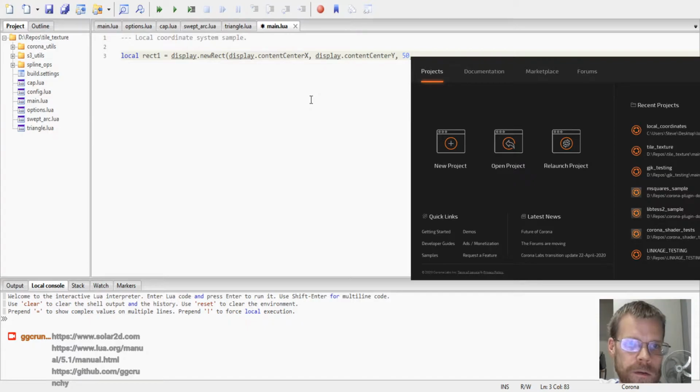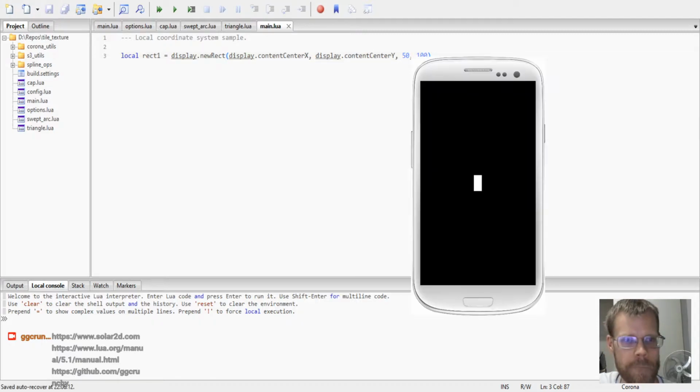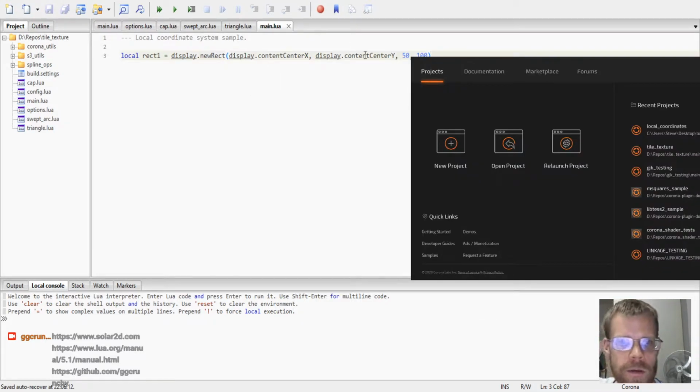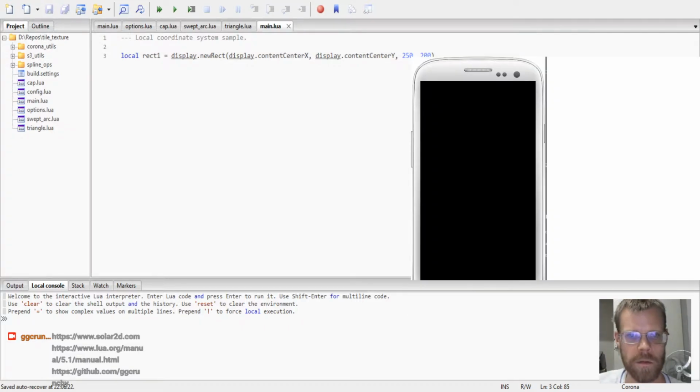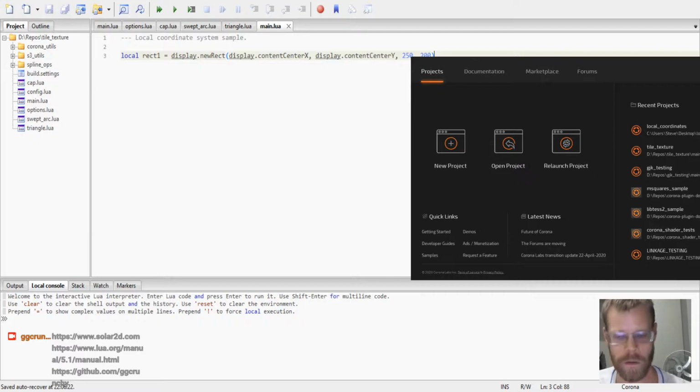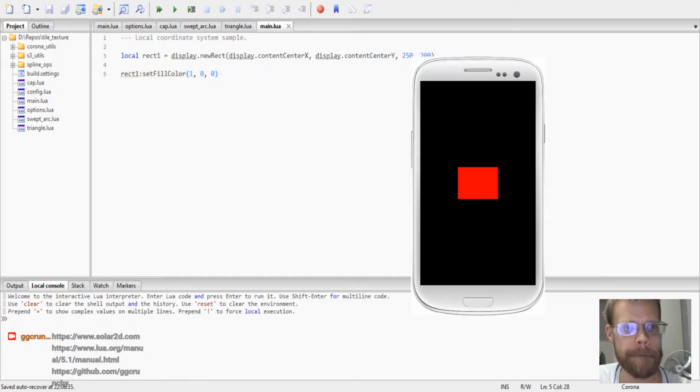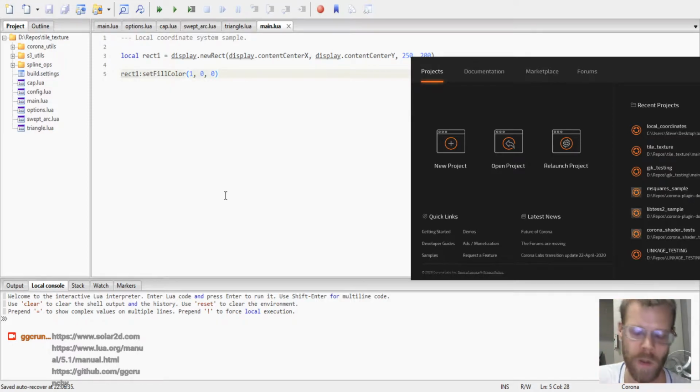We'll have a width of 50, height of 100. And let's make that a little wider and taller. All right. And get the color. So this will be red. Okay, and this position is the center of the rect.